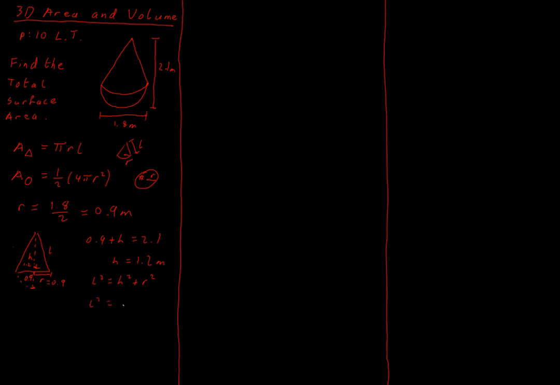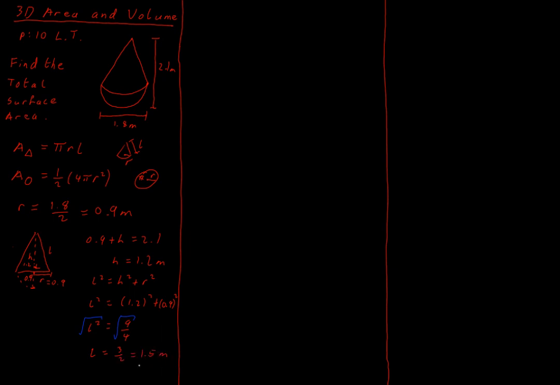So L squared is equal to 1.2 squared plus 0.9 squared, which is 9/4. Take the square root of both sides. This is a length, so I don't need to worry about the plus or minus. So L is equal to 3/2, which is 1.5 meters.